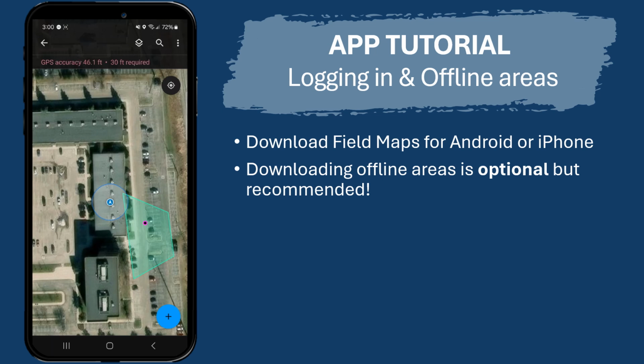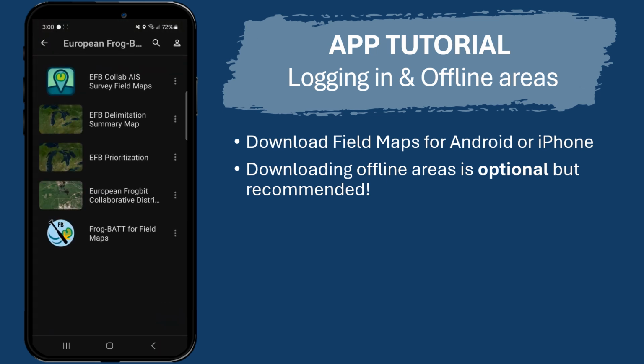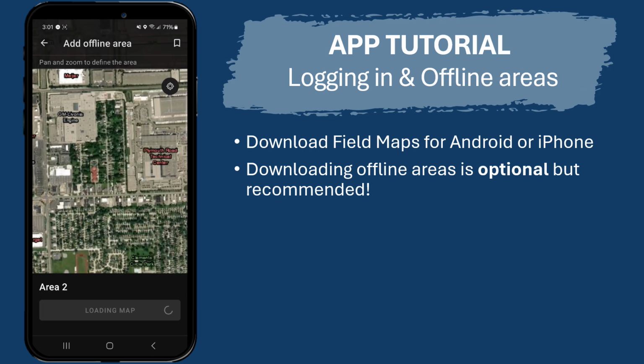All right, so one of the first things that we want to do is make an offline area. This is not actually necessary, but you can do this if you are going to be in an area with really bad cell phone service or no cell phone service whatsoever. So to do that, we'll go back, go to the 3 dots next to the app and add an offline area.